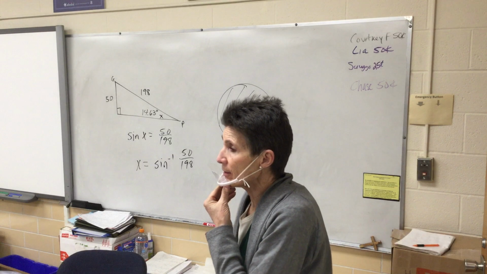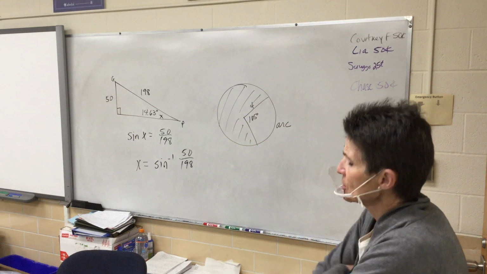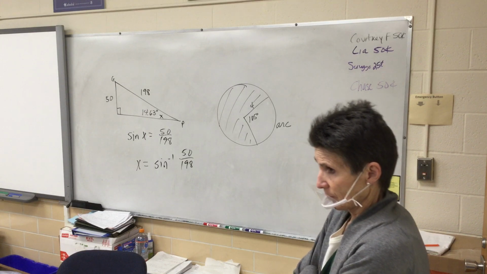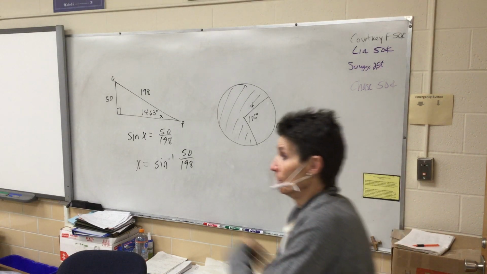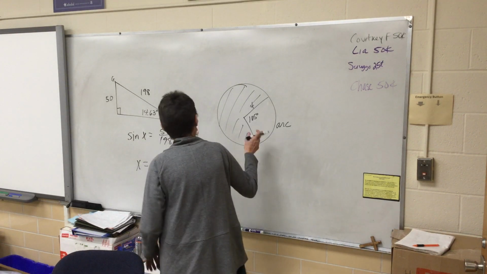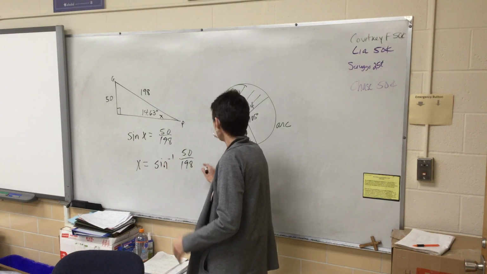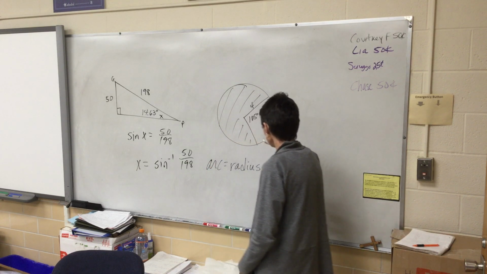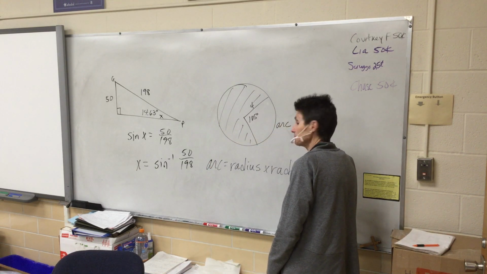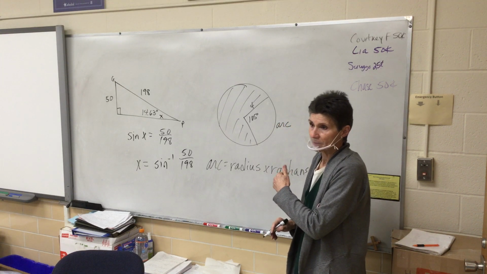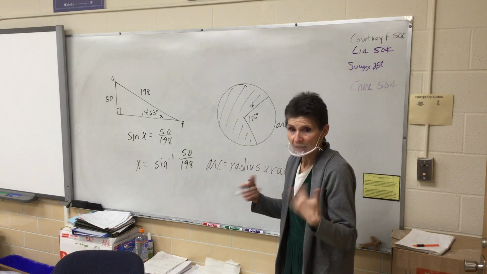All right, so what's your thought on this? You have options, lots of options. What are you thinking about? Okay, so anytime somebody says to me, find arc length, I immediately think radius times radians, because that's how you find arc length. Now, what's the problem with this? I don't have radians, but that's okay. I know how to fix that.